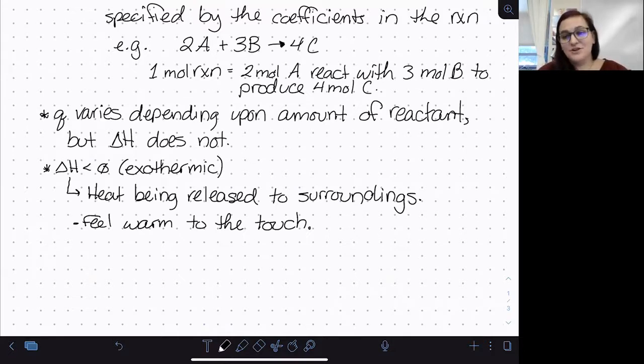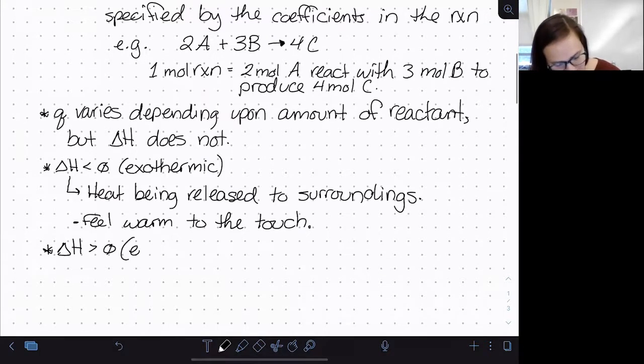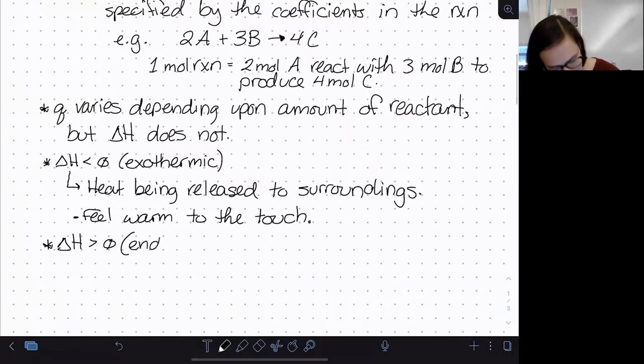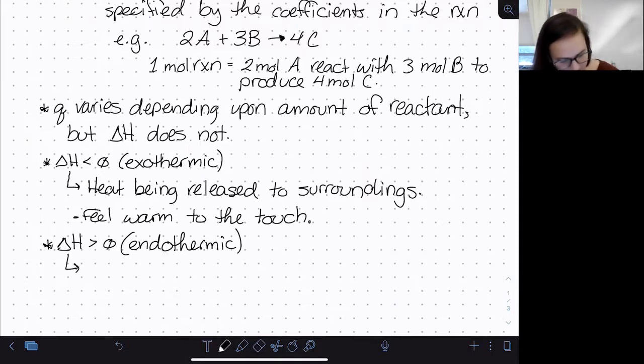So exothermic reactions generally feel hot or warm to the touch. Fire is everybody's favorite example of something exothermic. Anything on fire is giving off heat. You know that. If you sit next to the fire, it's nice and cozy and toasty warm. It can cook your food and all that good stuff. So exothermic is giving off energy, is feeling warm. Endothermic reactions are when delta H is positive, which means that heat is being absorbed from the surroundings by the reaction.